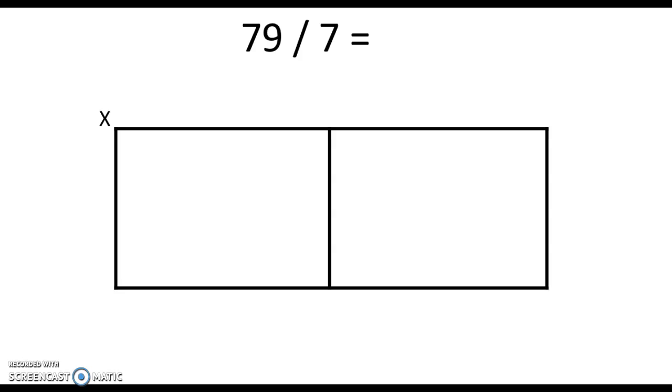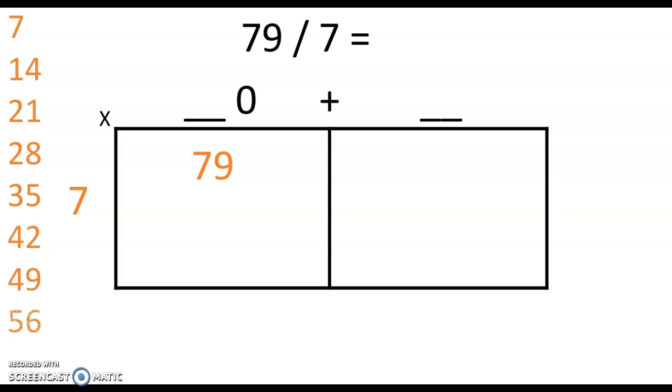79 divided by 7 using the area model. Let's set up our place values, put our 7 on the outside, our 79 on the inside, and use your 7 times tables. We're also going to write out our steps.